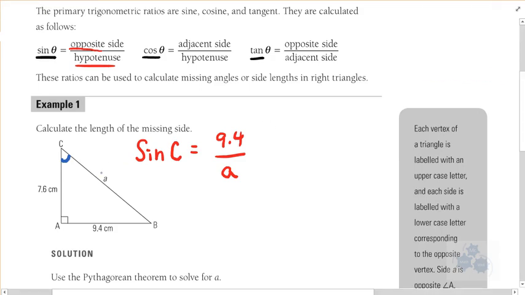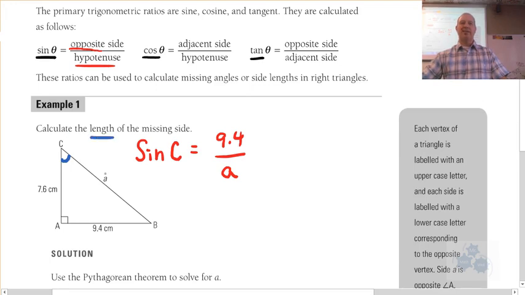So now we have this copied down in your book. It says calculate the length of the missing side. Okay, here's the missing side. All right.